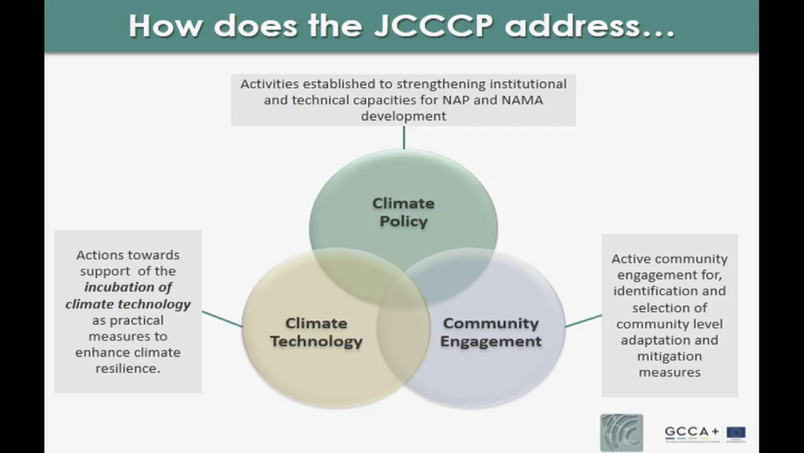So in order to put forward our approaches, we have 3 main outcomes, the first of which is to establish the NAPs and the NAMAs for the different countries, the second of which is to establish demonstration projects and allow for technology transfer and adoption in each of the countries, and the third is to strengthen knowledge networks and to facilitate South-South cooperation as well as North-South cooperation between Japan and the Caribbean region.